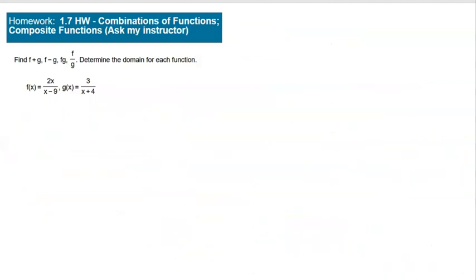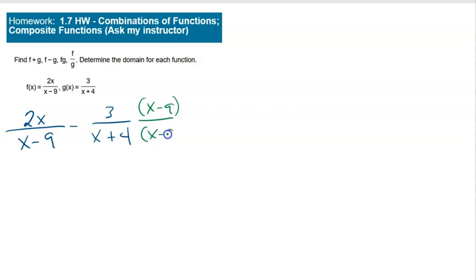All right, what is that going to look like? Well, a whole lot like f plus g, except we're subtracting, right? So I'm going to start with f of x, which is 2x over x minus 9, minus g of x, which is 3 divided by x plus 4. What do I have to do to combine those together? I have to find a common denominator, right? Just like we did in the addition, which means I've got to multiply this dude over here by x minus 9 over x minus 9, and this guy over here by x plus 4 over x plus 4, because those are unity fractions.